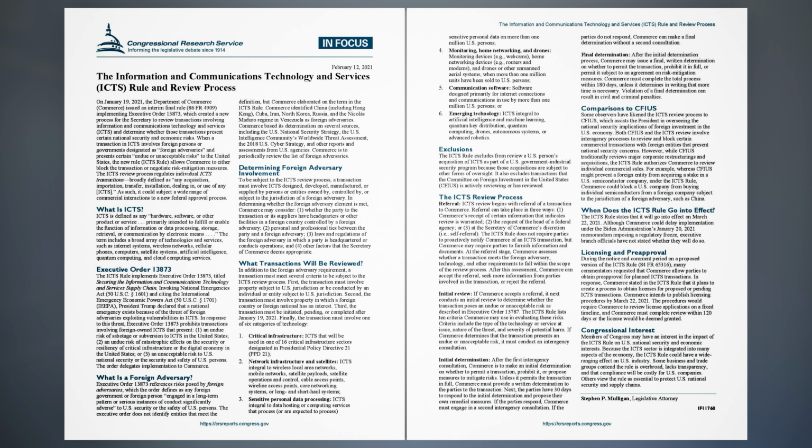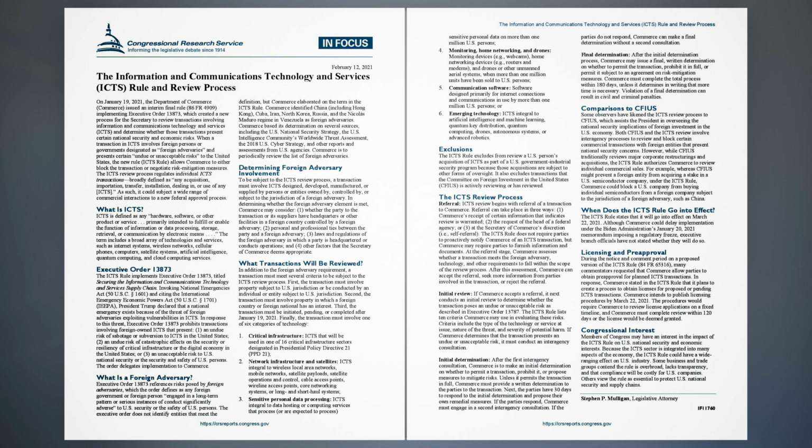1. Critical infrastructure: ICTS that will be used in one of 16 critical infrastructure sectors designated in Presidential Policy Directive 21, PPD 21. 2. Network infrastructure and satellites: ICTS integral to wireless local area networks, mobile networks, satellite payloads, satellite operations and control, cable access points, wireline access points, core networking systems, or long and short haul systems. 3. Sensitive personal data processing: ICTS integral to data hosting or computing services that process or are expected to process sensitive personal data on more than 1 million U.S. persons.